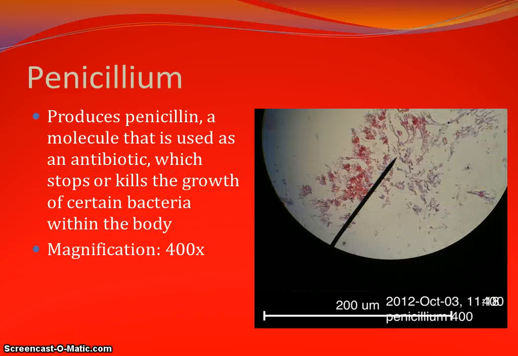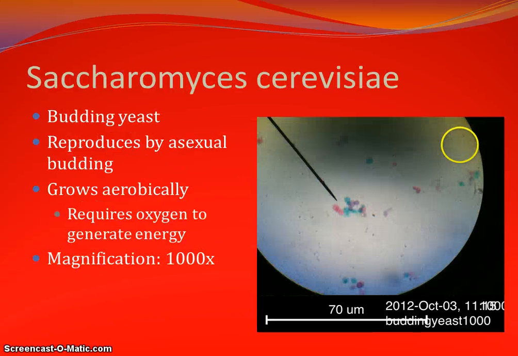An example of fungi that we observed was Penicillium, which produces penicillin, and penicillin is a molecule that is used as an antibiotic, which stops or kills the growth of certain bacteria within the body. And here we can see it at a magnification of 400. We also observed a type of budding yeast called Saccharomyces cerevisiae, and it reproduces by asexual budding, and it also grows aerobically, which means that it requires oxygen to generate energy. And here we can see a picture of it at a magnification of 1000.